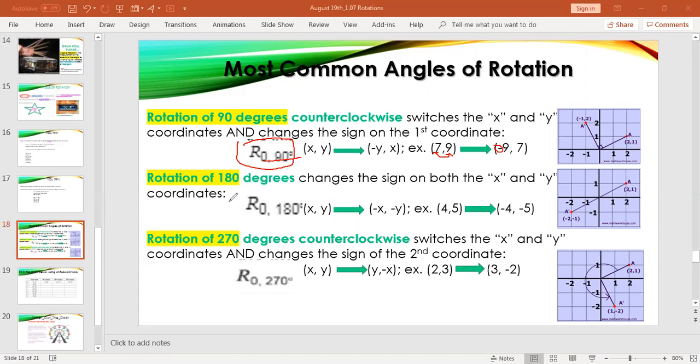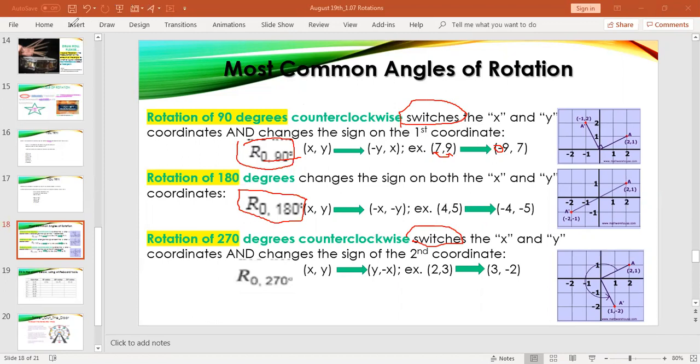Now, if you rotate 180 degrees, the angle starts off with 2 rays overlapping, so the angle between the rays is 0. If I rotate counterclockwise 180 degrees, what happens? All you do is you don't switch this time. Notice the 90 degrees switches the X and the Y, and 270 will switch the X and Y, but there's no switching for 180. All you do is multiply the X and Y coordinates by -1.